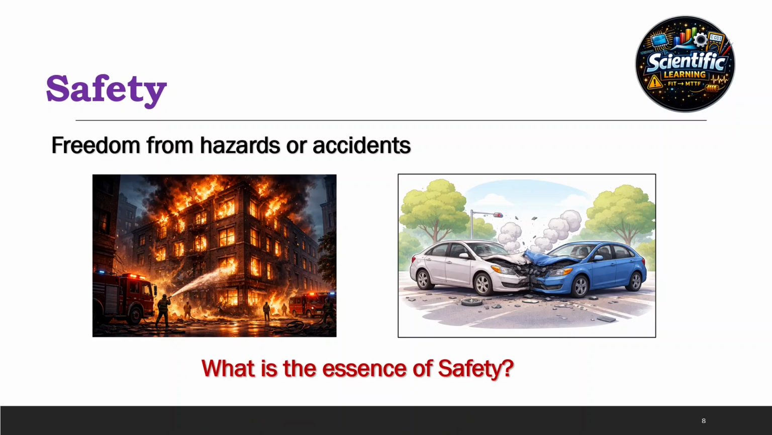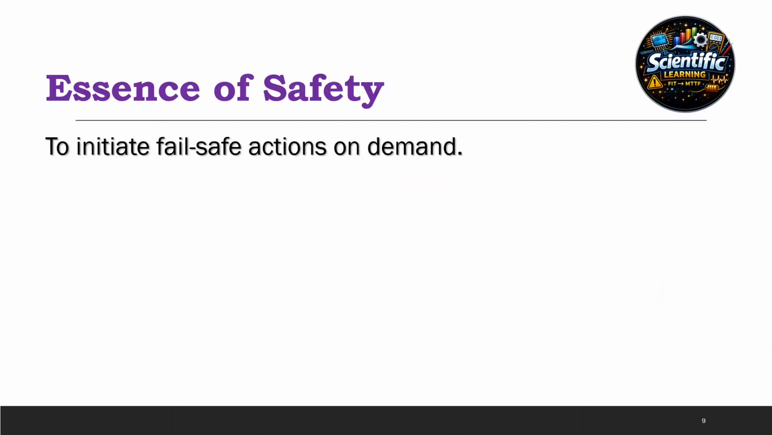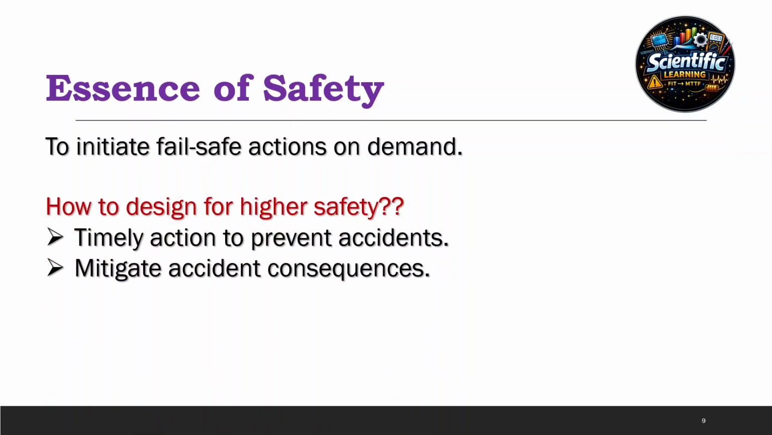What is the essence of safety then? Safety focuses on taking fail-safe actions upon system failure. For example, a pilot deciding to land the plane after noticing a glitch in the control system. How to design for higher safety? That is, taking timely actions to prevent accidents. That is, shutting down a nuclear power plant when there is a leakage in its primary heat transport system. If accident occurs, you take mitigating actions to constrain the damage. For example, airbags in cars which inflate upon collisions.